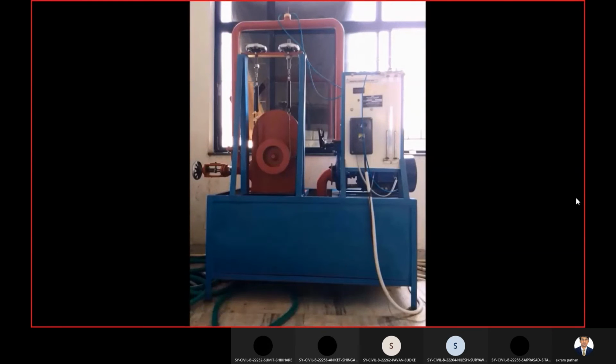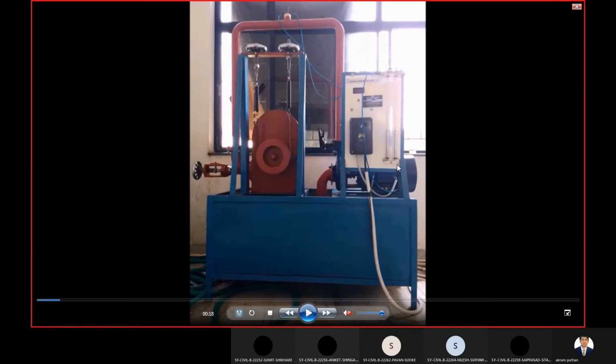Now here, if you see the assembly we require, this is a practical setup in our laboratory. This is a sump tank in which water is filled. Then we have a turbine here. This is the casing. Inside this casing we have the runner bucket.